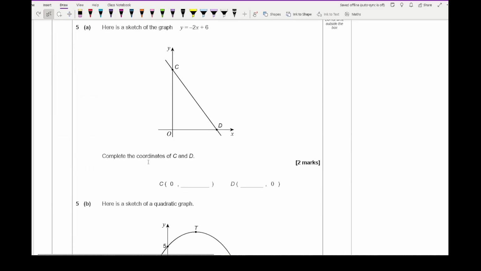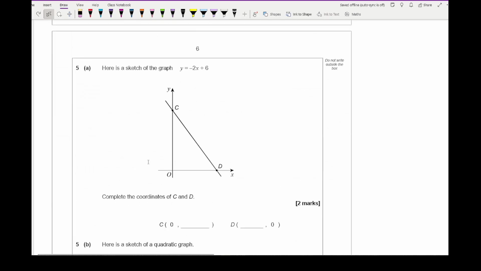Moving on to question 5a, it says here is a sketch of the graph y equals minus 2x plus 6, and the question is asking us to work out the coordinates of C and D. Well, let's see. What we've got is x equals 0. So if I substitute x equals 0 into y equals minus 2x plus 6, then what I end up with is y equals 6. So the y ordinate of C is going to be 6.